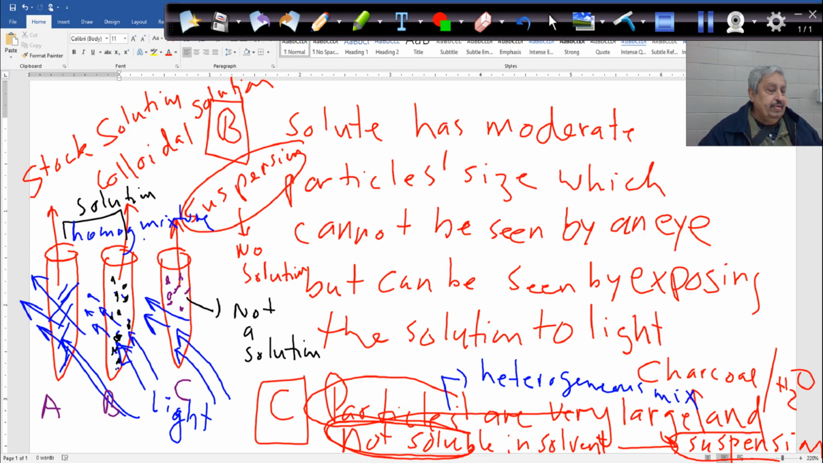So A and B are our solutions. C we call suspension. The particle size is large; I can see them with my eyes, but they are not soluble. The charcoal in H2O will float, but it's not dissolving, correct? Those are called suspensions. Suspension is not a solution, but we bring them up because of the particle size of the solute. We are looking at the particle size of the solute, so they are not really part of the solution. They are heterogeneous. We call them a heterogeneous mixture.